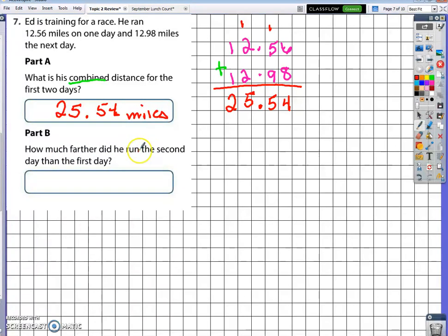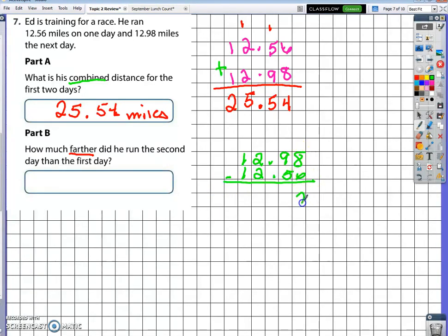How much farther did he run the second day than the first? Farther. How much farther? Please ignore that message because that is from yesterday, which is today, which is kind of confusing. Here we go. How much further? So we want to subtract the bigger number, 12 and 98 hundredths, minus the smaller number, 12 and 56 hundredths. Let's do some subtraction here.